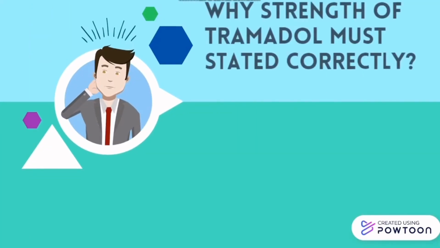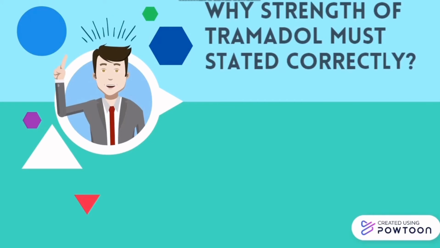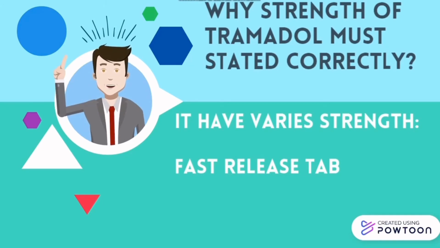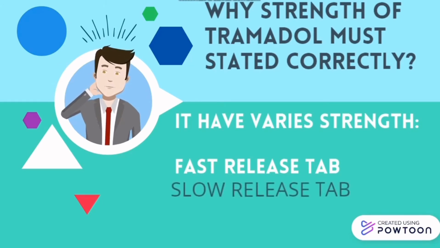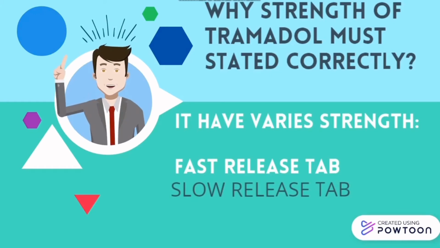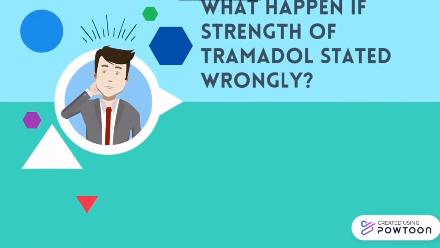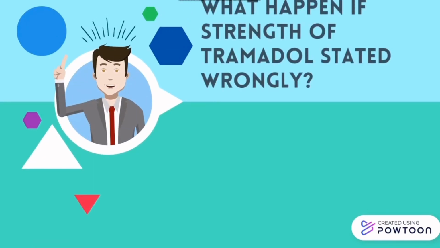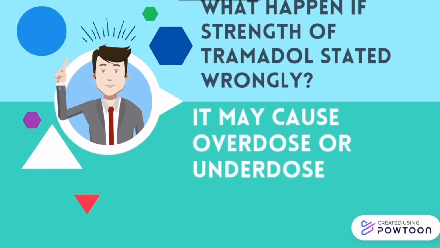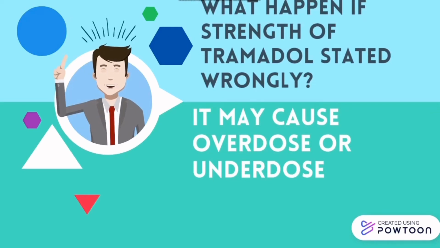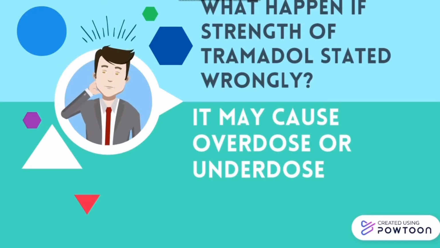So, why is the strength of the drug important? As an example, Tramadol has various strengths. It has two types: fast release, which has 50 mg strength, while slow release has 50 mg, 75, 100, 150, 200, 300, and 400 milligram. Next, if the patient takes the wrong strength of Tramadol, there will be cases of overdose and also underdose of the drug. So that's why it is important for the pharmacist and doctor to state the strength of Tramadol correctly.